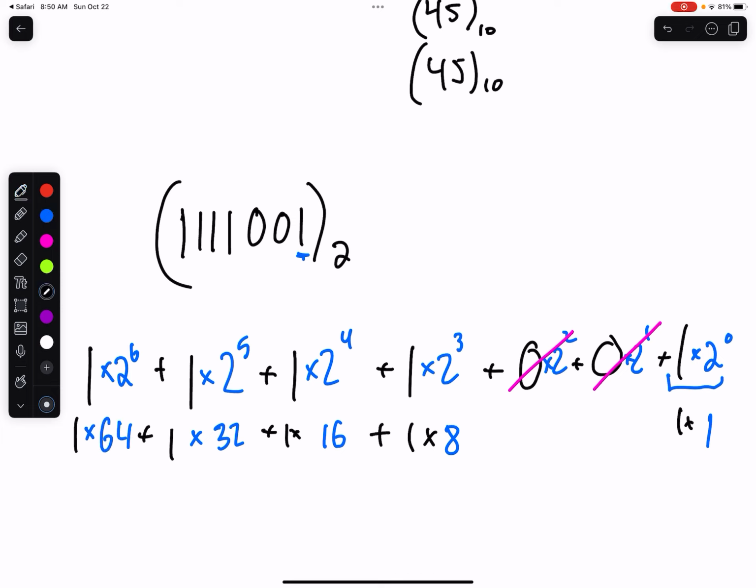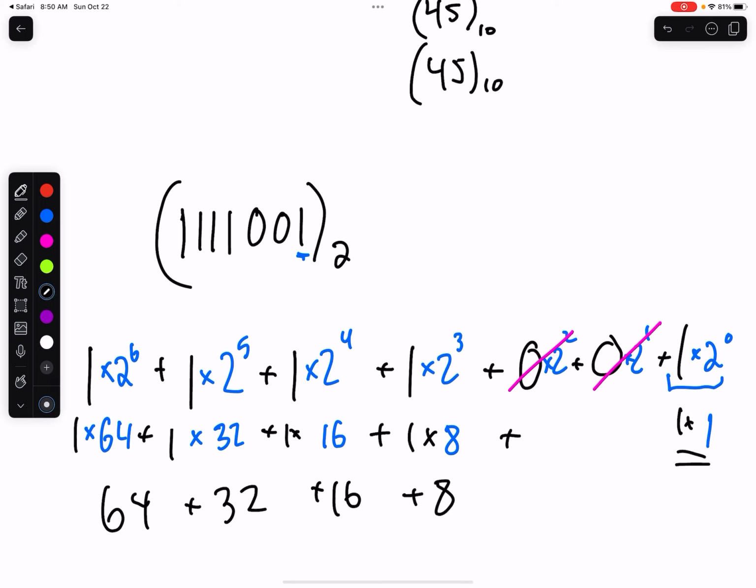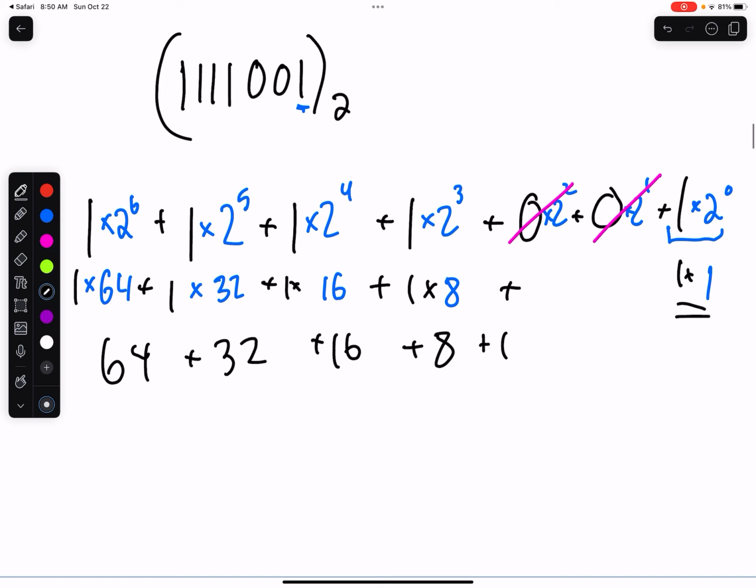Now we all know 1 times anything is just the anything. So we genuinely have a 64, a 32, a 16, an 8, and don't forget the 1. Now we'll just put these all together. I like to put them together in a strategic way.